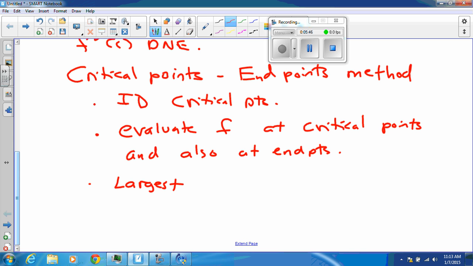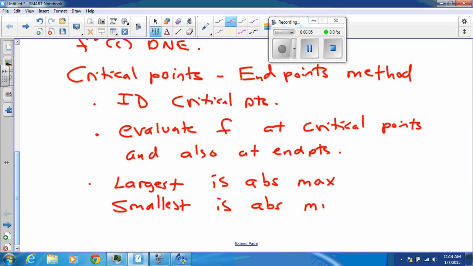Why? Because if the absolute max occurs, if it's at the endpoint, fine. If it's not, it's in the interior, which means it has to be a local max. This is it. We identify the critical points, we evaluate after the critical points, and we take the largest and smallest values.